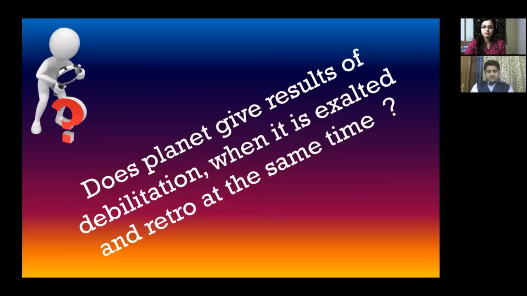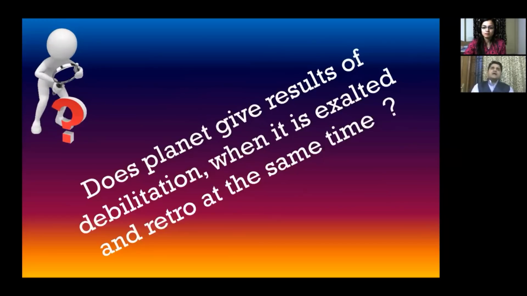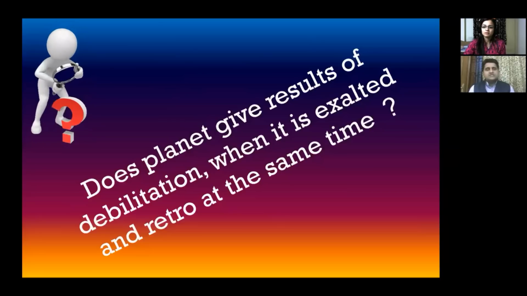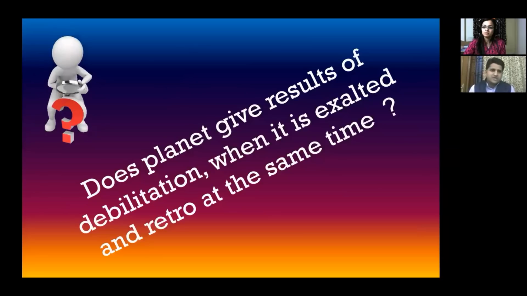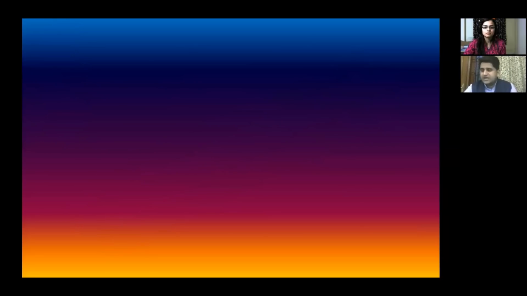In Uttar Kalamrit, it is given that if a planet becomes retro and exalted at the same time, it will give you the result of debilitation. Now, when I'm searching why such a thing is given in a classical book, there must be some reason behind it. So this is what I feel.